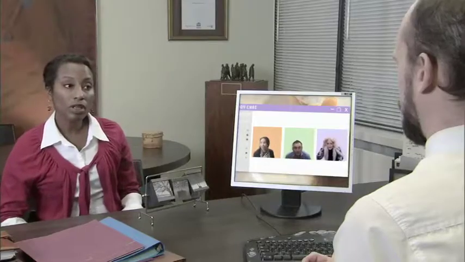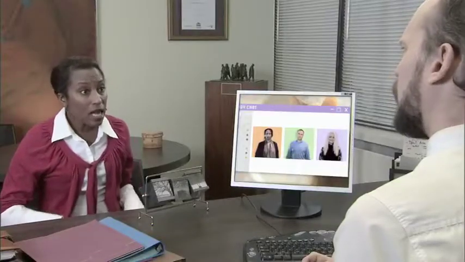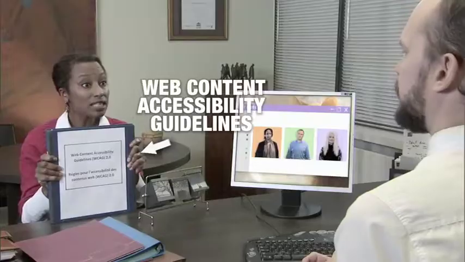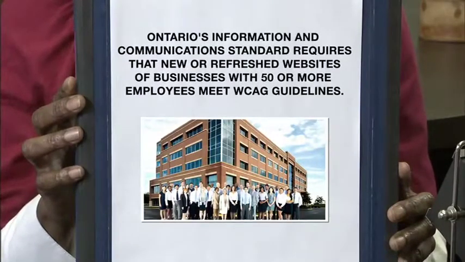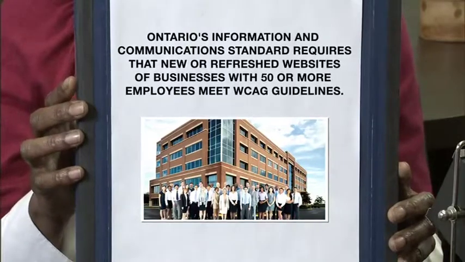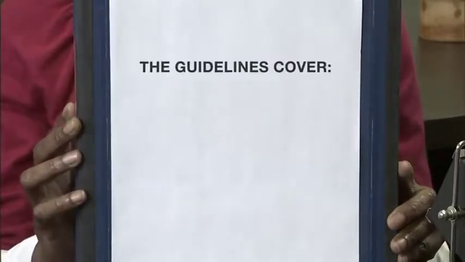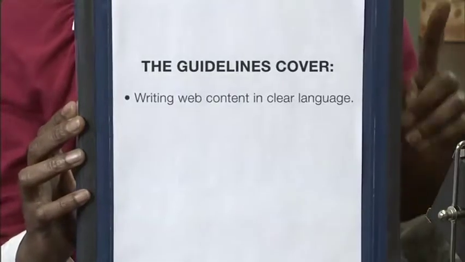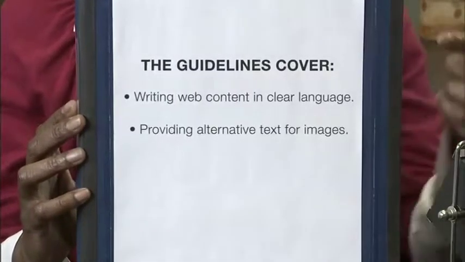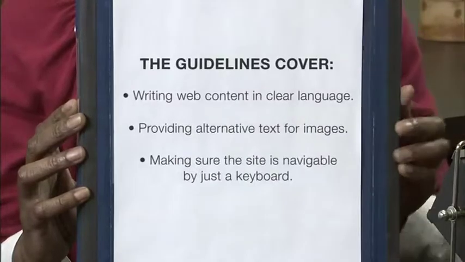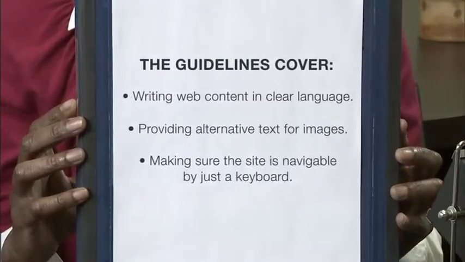Sonia tells Harold that there are international standards for website accessibility called the Web Content Accessibility Guidelines, WCAG. Ontario's Information and Communication Standard requires that new or refreshed websites of businesses with 50 or more employees meet WCAG guidelines. The guidelines cover writing web content in clear language, providing alternative text for images, and making sure the site is navigable by just a keyboard.